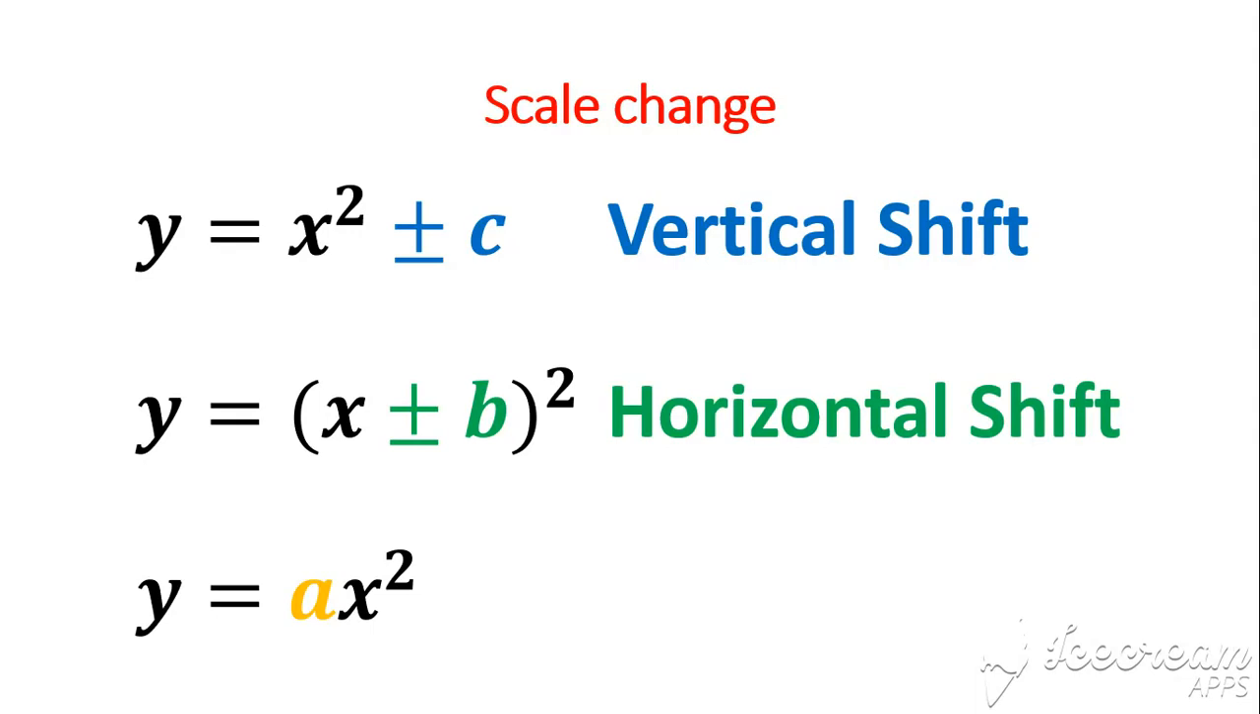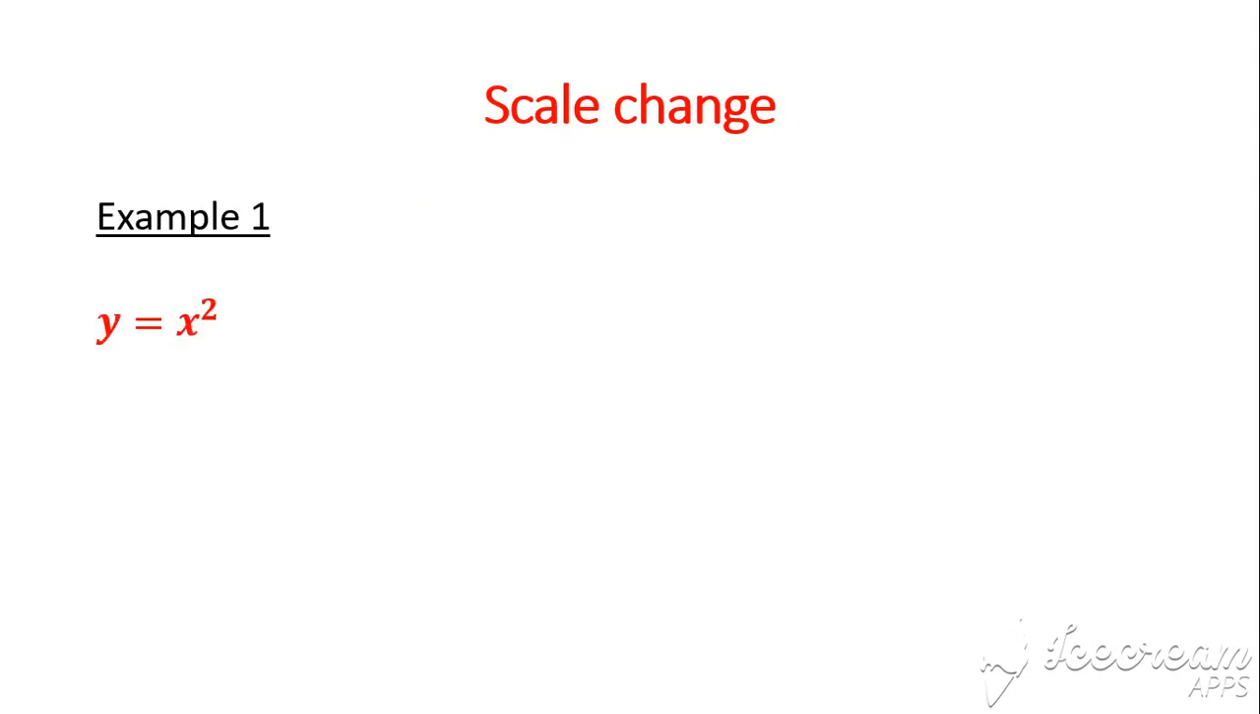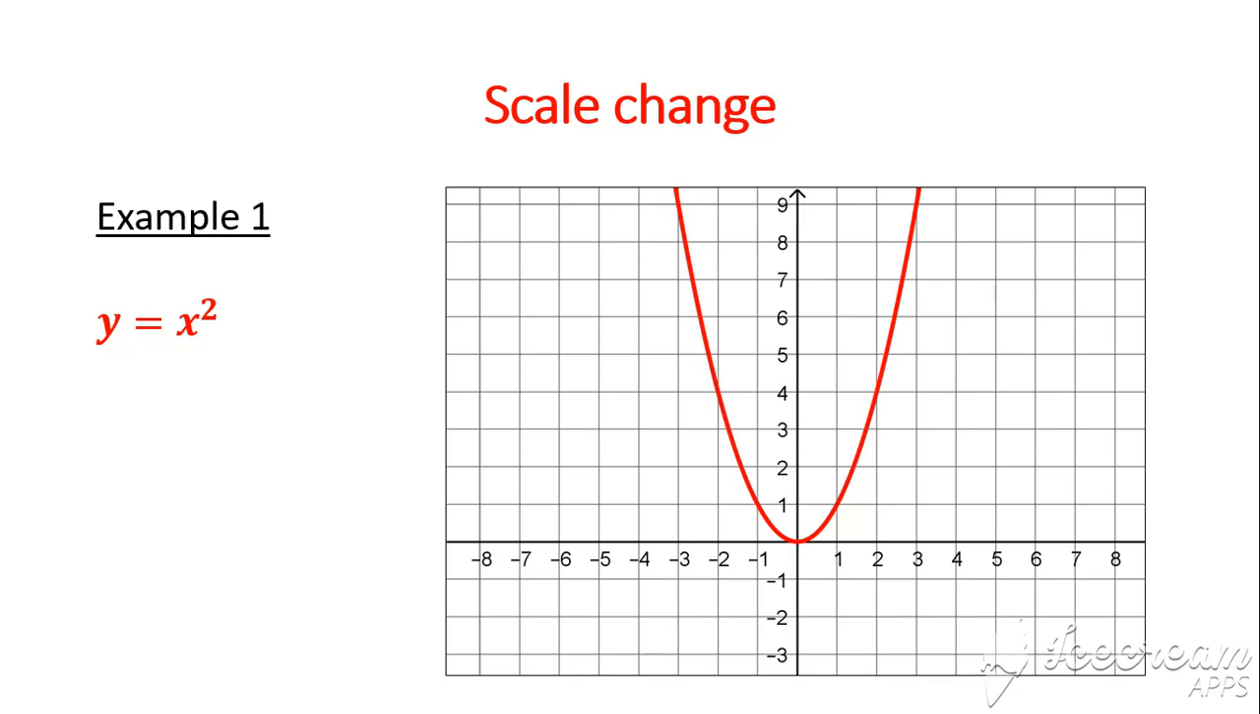Right, now we're going to chat about a number that's out the front of the x squared. It's called a, and we're going to talk about it as a scale change. So here's our first example, y equal to x squared. Here's what the graph looks like. Just keep in mind that when I write x squared, I really mean 1 times x squared. I don't need to put the 1 there because 1 times anything is itself. So 1 times x squared is just x squared.